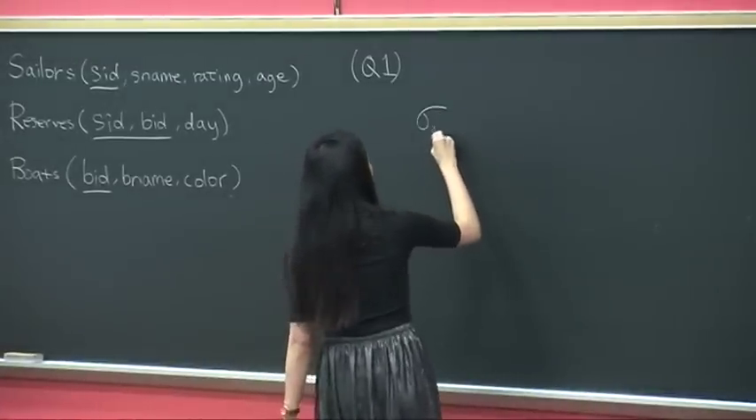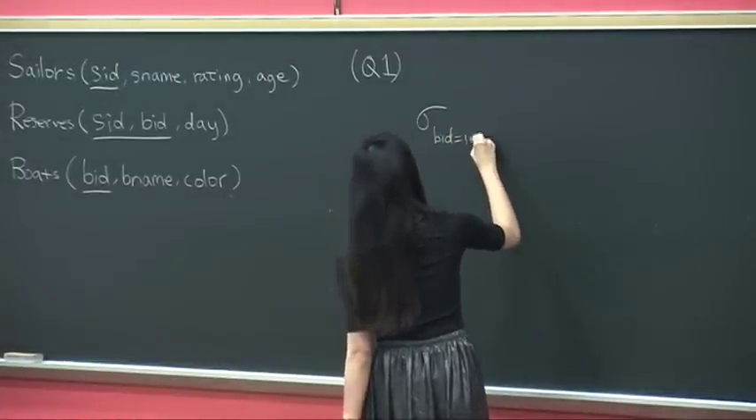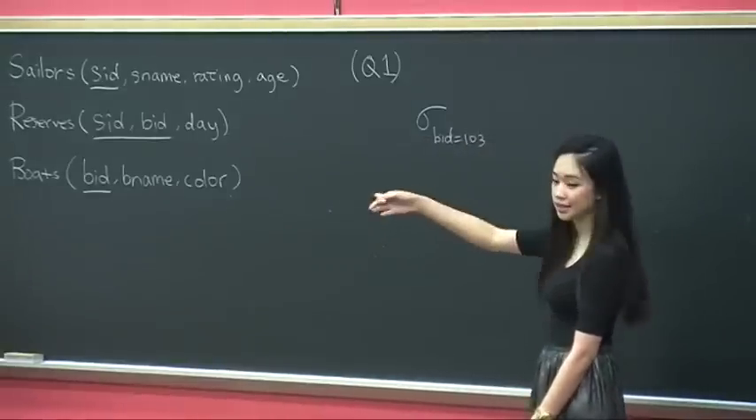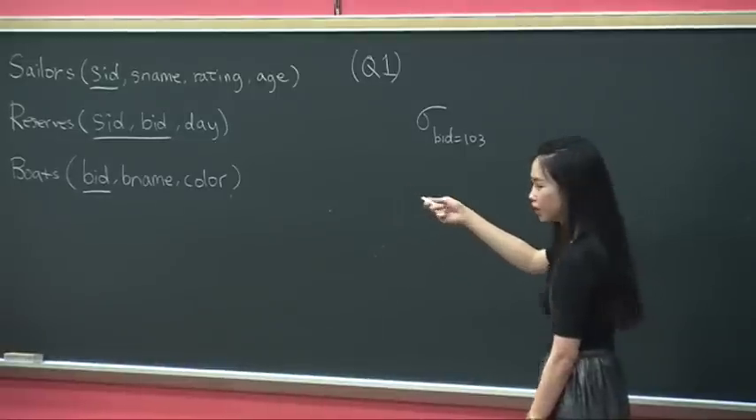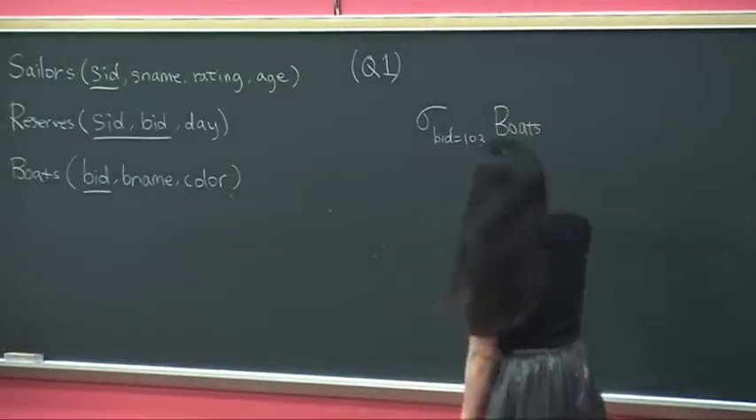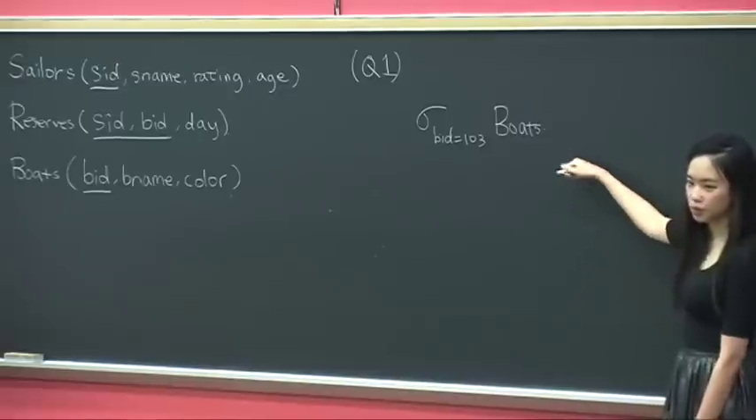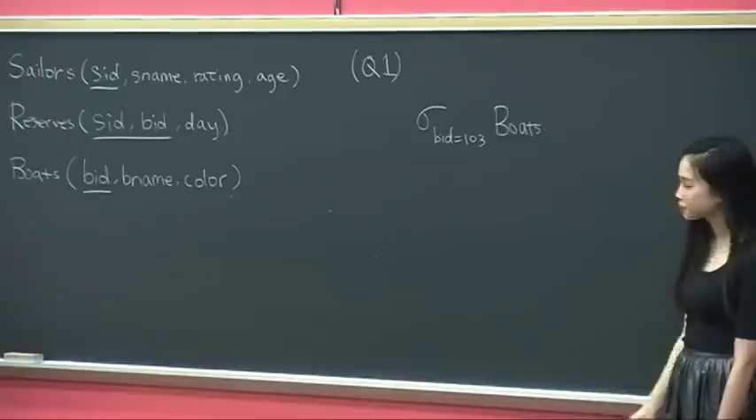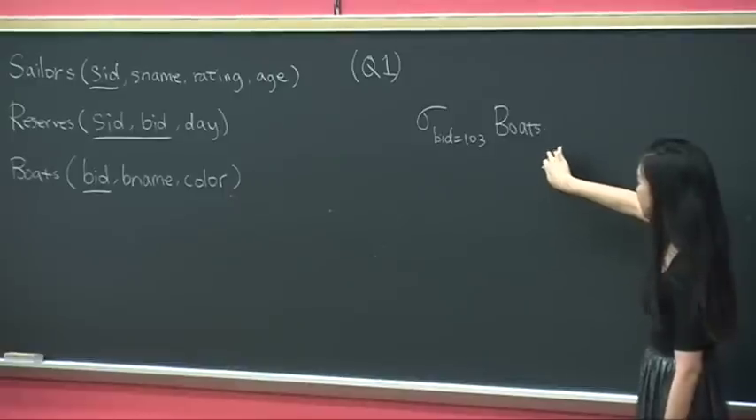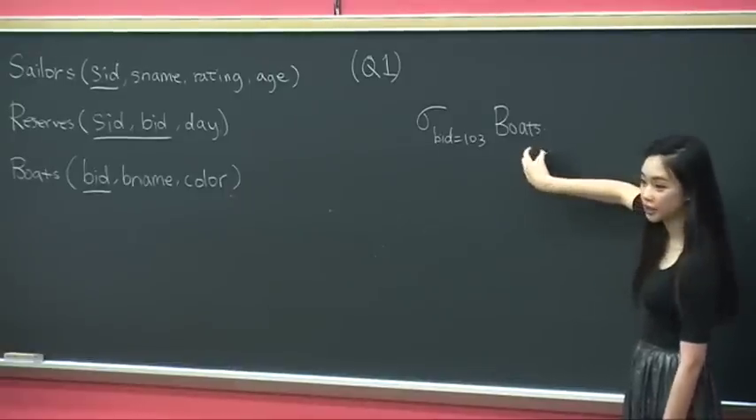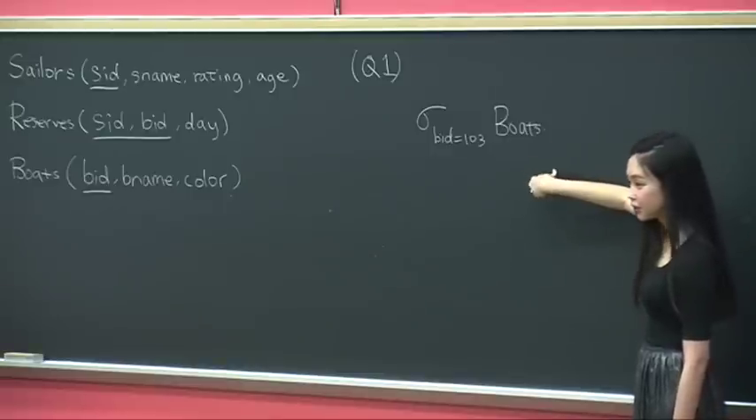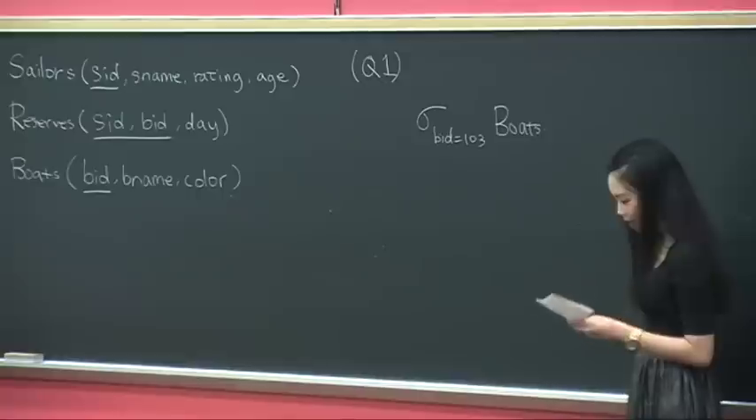Just to note, today is a bit different. I'll follow the way the textbook says it. So even though we put the instances like B1, the textbook just puts the whole name of it, so we'll do that for today. Say we want to focus on just getting boats with ID 103, so we do selection on boats with this condition. So it returns the rows with boats with ID 103.